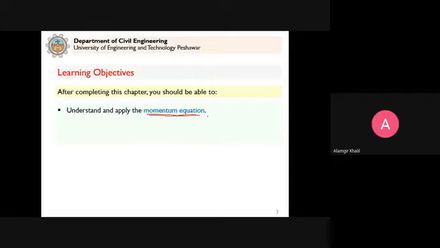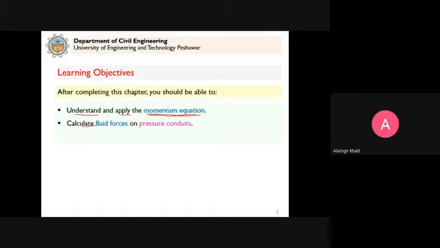This momentum equation we have used in development of some equations before, like in the unsteady flow problems chapter. Now in this chapter we are going to develop this equation, and then we will apply this equation to solve problems that involve forces, clear. So after completing this chapter, you should be able to understand and apply this momentum equation, which is based on Newton's second law.